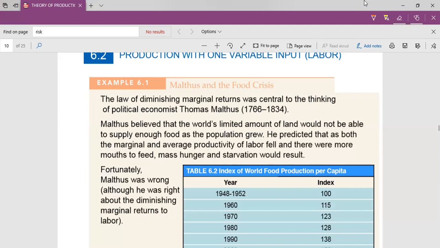Then he also talked about the preventive checks. His advice was that people should stop marrying, or if they get married, they should give birth to few children. Literally he was telling people to abstain from what? From sex, to abstain from marrying, such that the population would not increase. But that was his thinking by then, in the 1700s for sure, right?